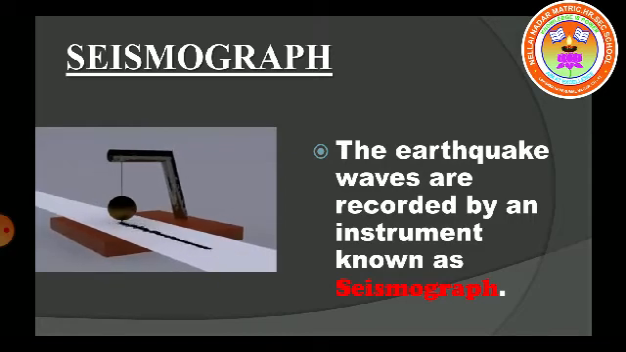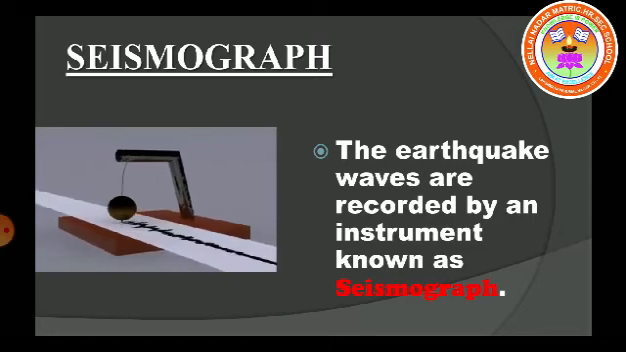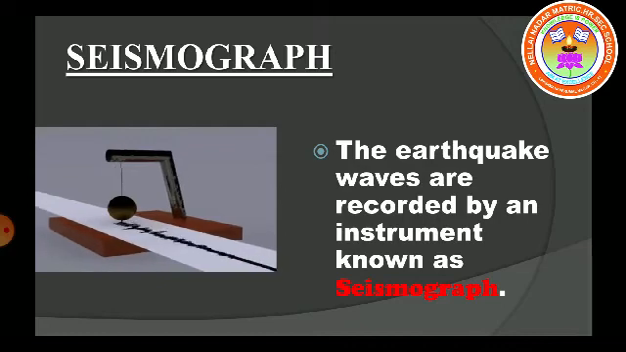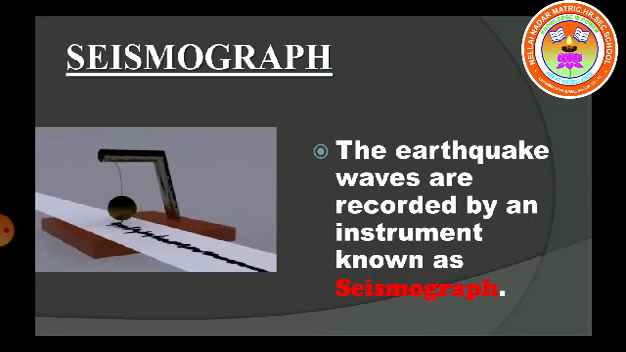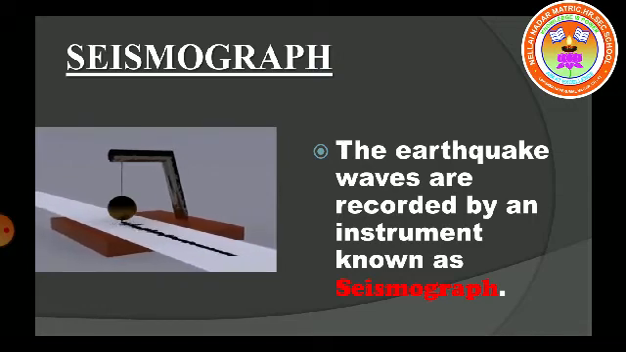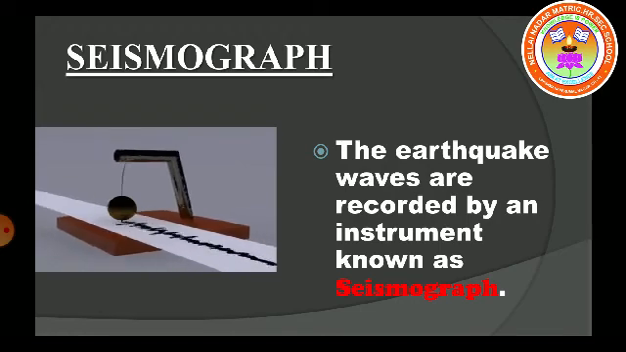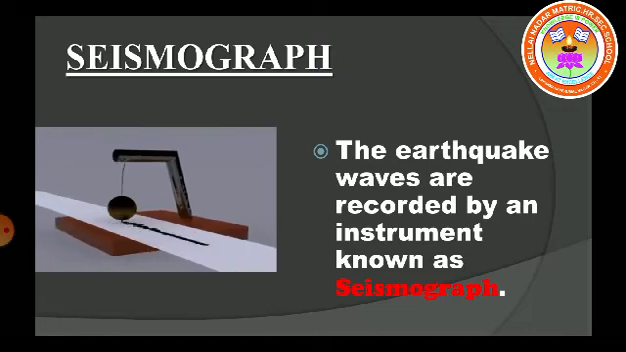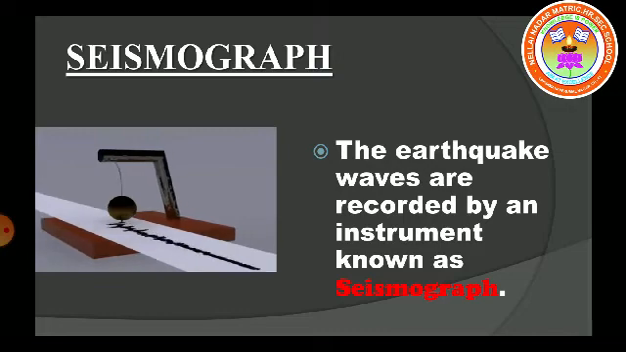Seismograph: the earthquake waves are recorded by an instrument known as a seismograph. Richter scale: the magnitude of an earthquake is measured by the Richter scale. The number on this scale ranges from 0 to 9. Do you know, children? A 2.0 on the Richter scale can be felt as only a little shake. 5.0 causes damage from things falling down. But 6 to 7.0 on the Richter scale causes a major earthquake.